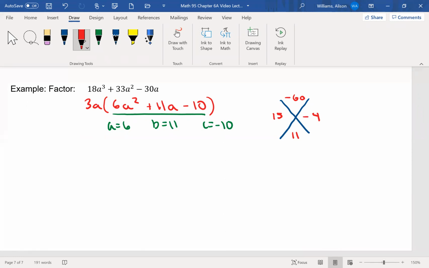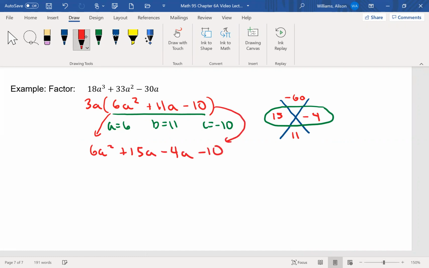Okay, so I'm going to come back here. Again, ignoring the GCF, I'm just going to focus here. I'm going to go ahead and bring the 6A squared down. Instead of 11A, I'm going to use these two numbers here. So I'm going to write 15A minus 4A. And I'm going to bring down the 10. And now I can factor by grouping since I have 4 terms.